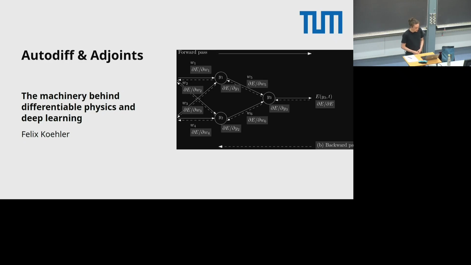Today I want to talk about automatic differentiation and adjoint methods. I think over the course of the lecture and the exercises, you've already been introduced to some of these aspects. For instance, during two of the exercises you had to implement manual autodiff, or also as a simple Python program.